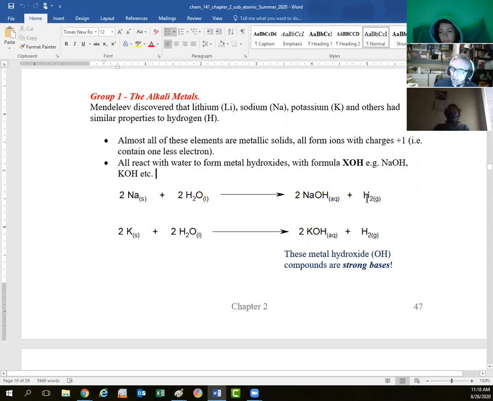It's one of the reasons it makes it so potentially dangerous, because you've got this hot burning piece of metal in water, it's producing hydrogen, and that can cause that hydrogen to catch fire as it's being produced.